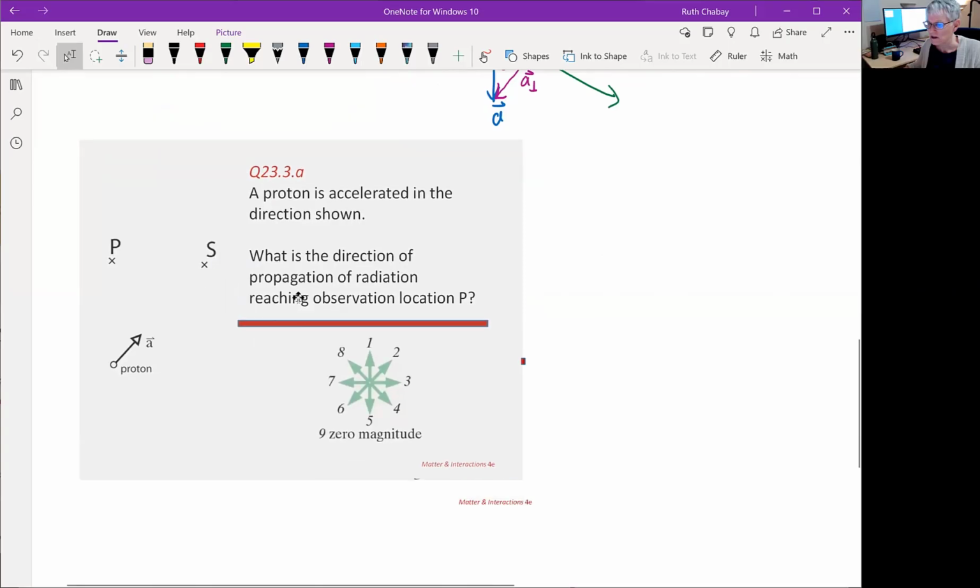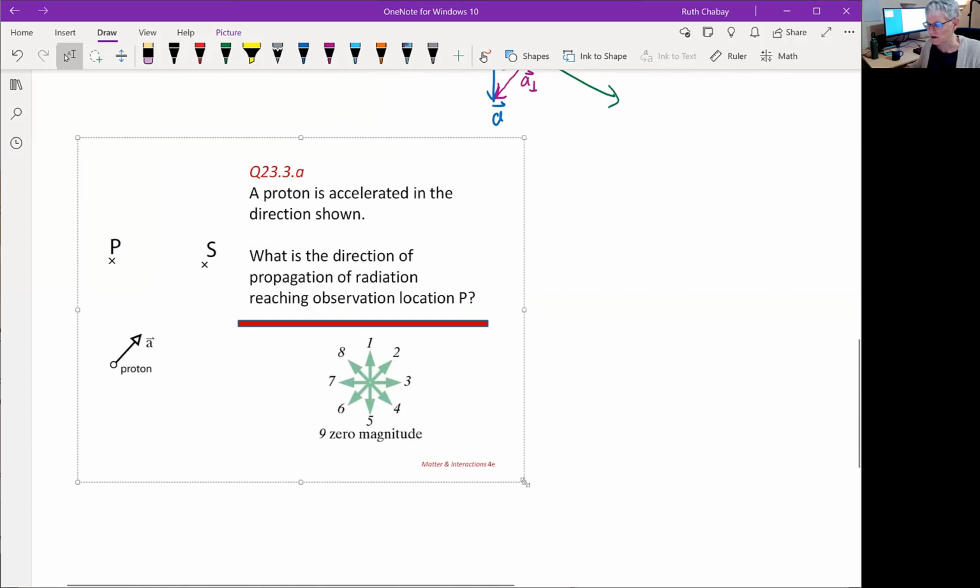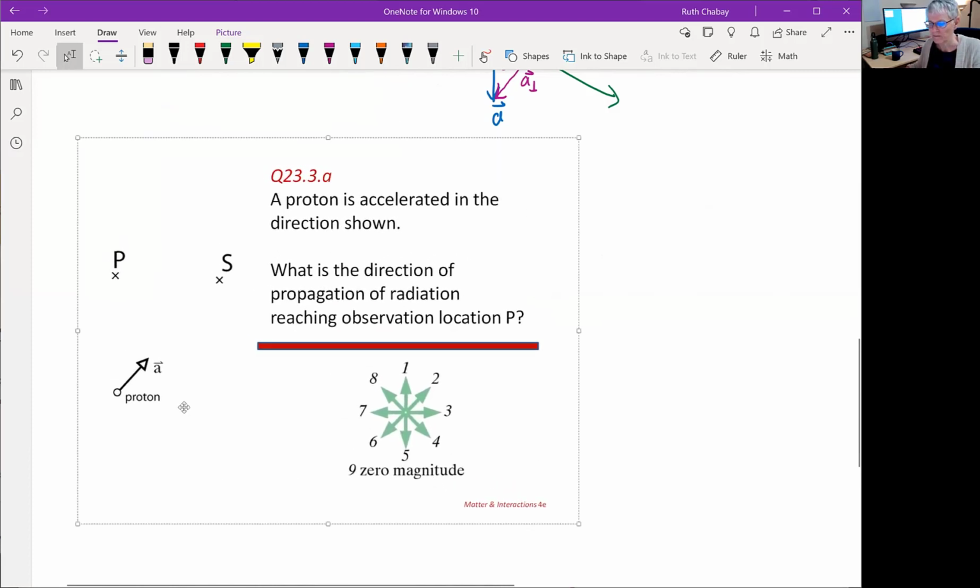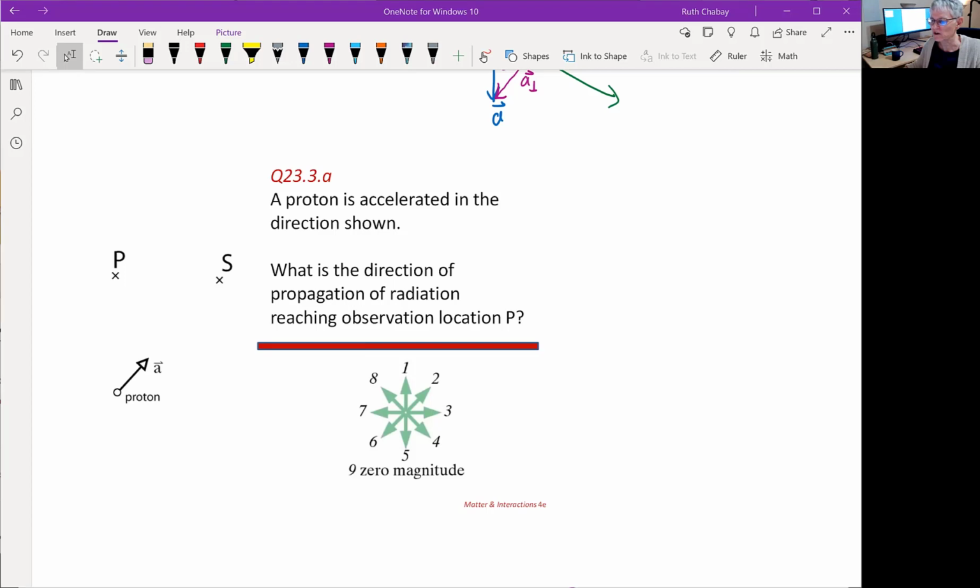Okay, so let's see if we can practice this a little bit. We have a proton here that's accelerated basically toward location S. And the first question is just, what is the direction of propagation of radiation that reaches location P? So we're just asking about the direction of propagation here. Make sure you're answering the question that's asked and not some other question. So the correct answer is indeed 1. That is the direction of propagation.